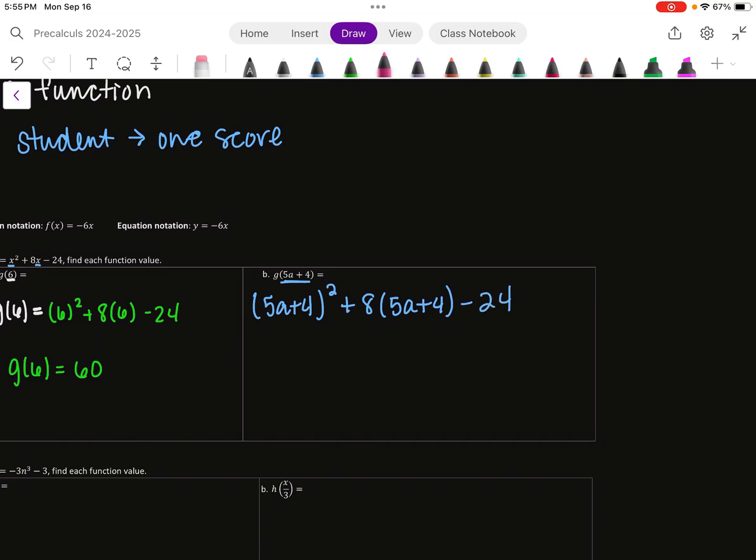A common mistake is students will distribute this 2 into this guy. That's not what we need to do. We actually need to FOIL this. So this is this binomial multiplied twice. And then I'm going to go ahead and make this distribution here. So this will be plus 40a plus 32. And then that minus 24 is going to... Oops, that's not 24. That's 32.